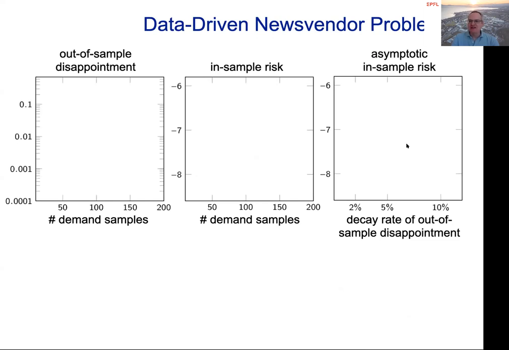Okay, let us first return to the data-driven news vendor problem from before and investigate the performance of different data-driven predictors and prescriptors. In this numerical experiment, I assume that the demand is uniformly distributed under the unknown true probability measure. On the left chart, I would like to show the out-of-sample disappointment and the in-sample risk as a function of the sample size T. On the right chart, I would like to visualize the trade-off between the out-of-sample disappointment and the in-sample risk. In this chart, every data-driven predictor is represented by a point in the plane, and the x-coordinate represents the exponential decay rate of the out-of-sample disappointment with the sample size. The y-coordinate represents the asymptotic in-sample risk.